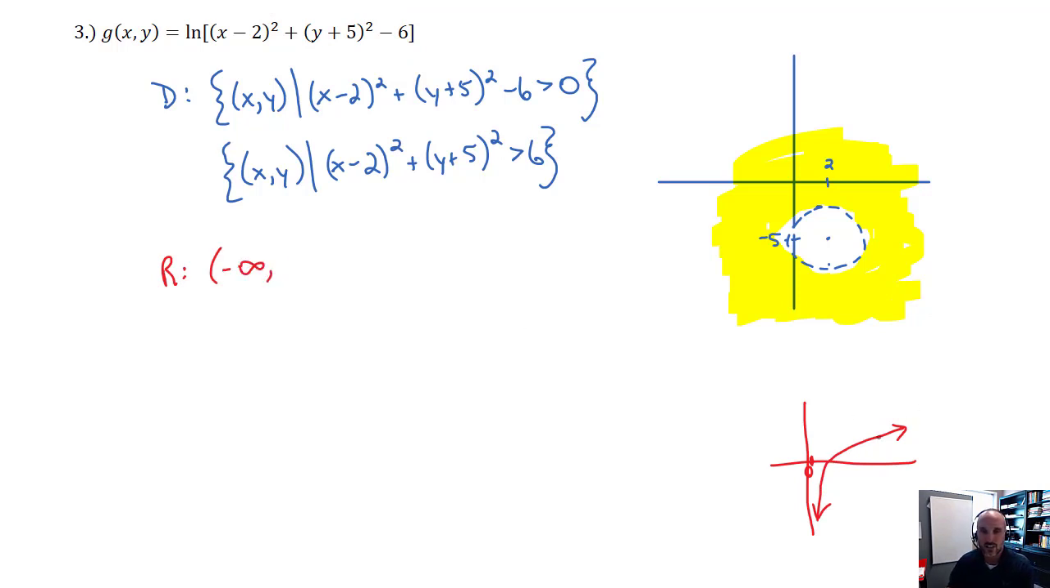Now, the question is, how does it go to positive infinity? Well, the natural log goes to positive infinity as the x values increase without bound, or the inputs increase.